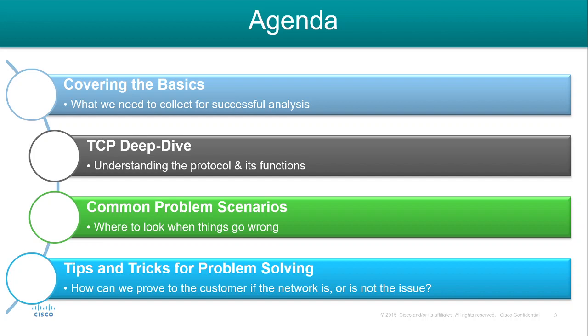Then in part two, we're going to go into the TCP deep dive. We're going to peel back a lot of the layers on how the TCP protocol operates and how some of the external factors, things like latency and packet loss, may come into play in order to affect the speed. Then, once we have that solid foundation, with covering the basics and TCP deep dive done, we can get into common problem scenarios.